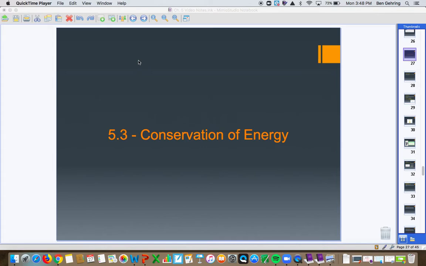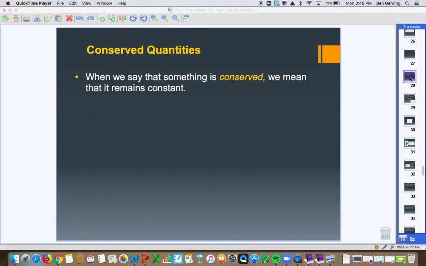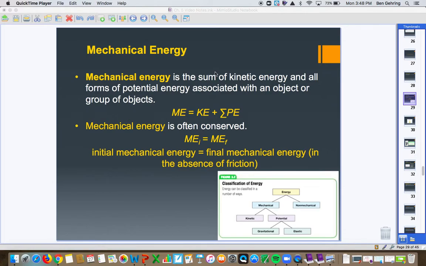Today we're going to talk about conservation of energy and how that works with mechanical energy, or kinetic and potential energies, sorry. When we say something's conserved, it means it remains constant. So conservation of energy states that your energy before and after an action is the same. The sum of your kinetic and all forms of potential has to stay the same. And this is mechanical energy.